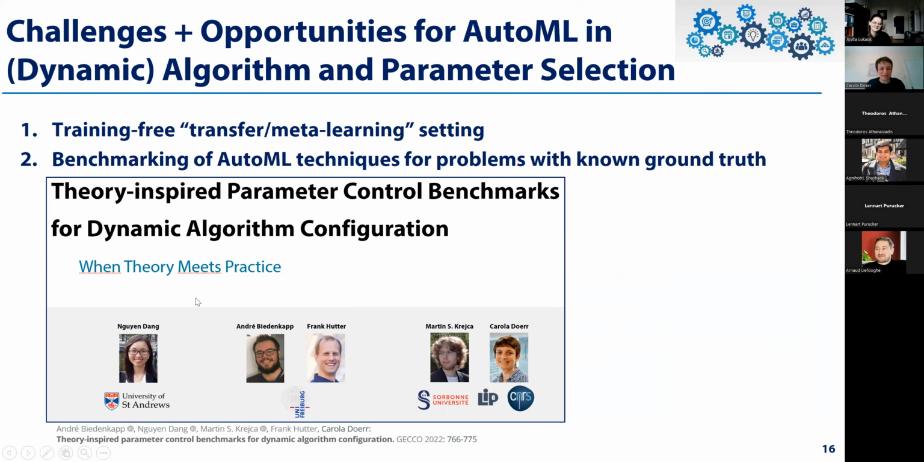Whether this is really practice, I don't know, but I think we are at least getting a little bit closer here. And I think there's a big opportunity here to use results where we have proven optimal policies to challenge your AutoML techniques.